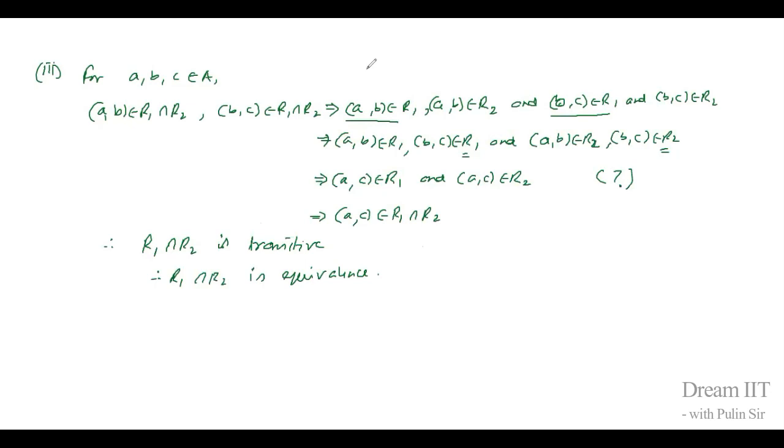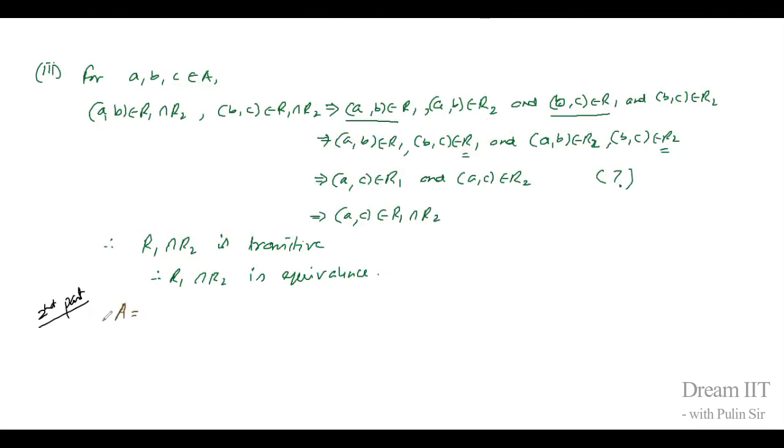Yes. So we have done it. Now we'll go for the other part, the second part. The second part means we have to go for a counter example. So we'll be taking counter examples to show that the union may not be an equivalence.